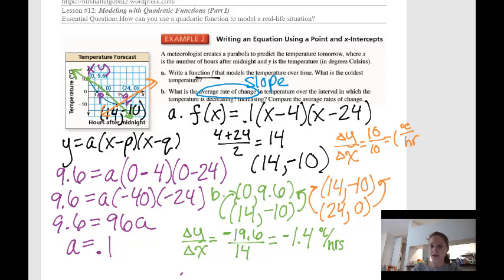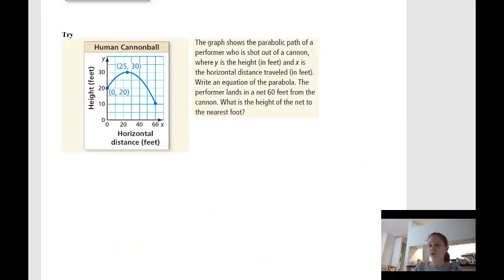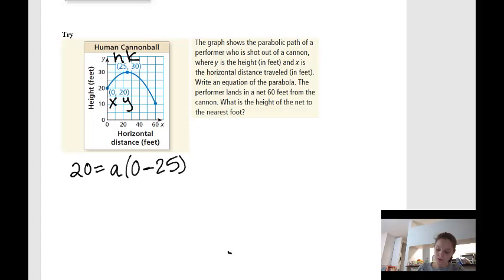And we're supposed to compare the average rates of change. So you can see that it is getting colder faster, that is a steeper line, than when it starts warming up. I'm going to use vertex form because I'm given a vertex and the point. Here is my h, k, x, y. So 20 equals a times x minus h squared plus k.